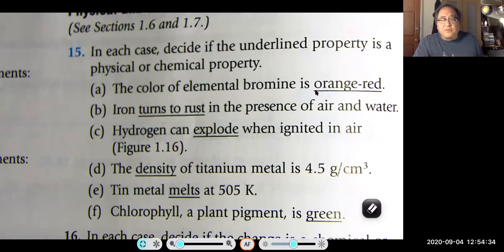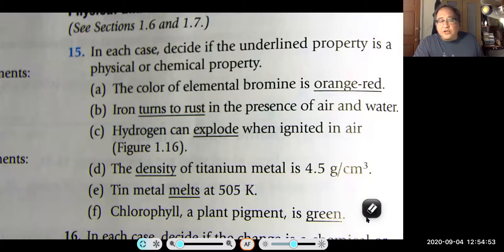So here, elemental bromine is orange-red. Do we need to turn bromine into something else to see that it's orange-red? The answer is no, so that's going to be a physical property. How about B? So let's go ahead and clear the field. And I'm going to clear all.